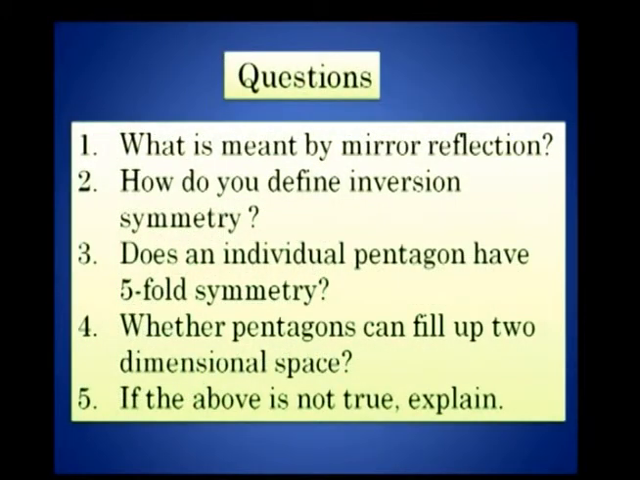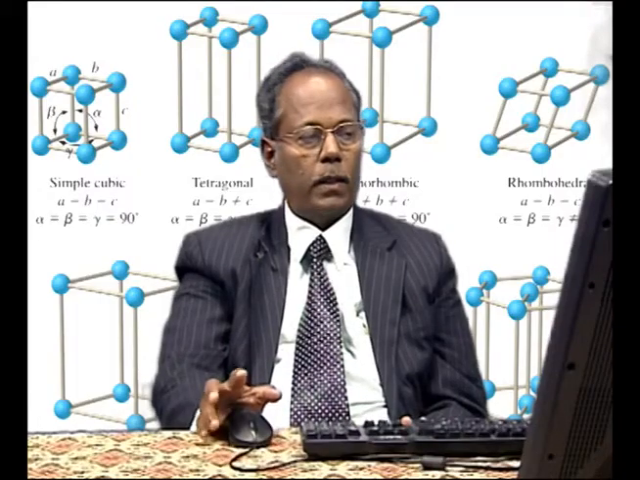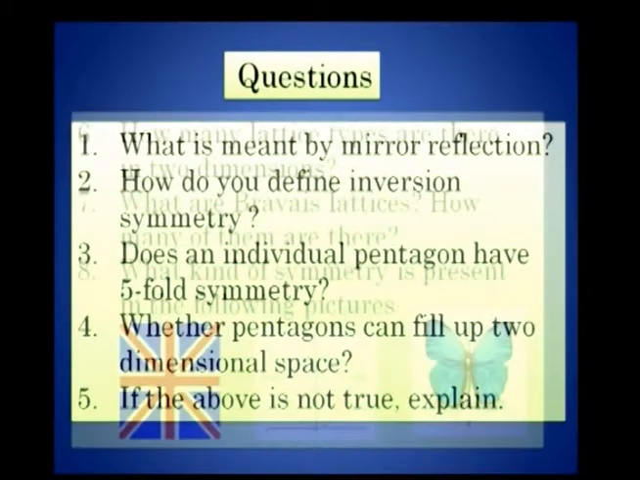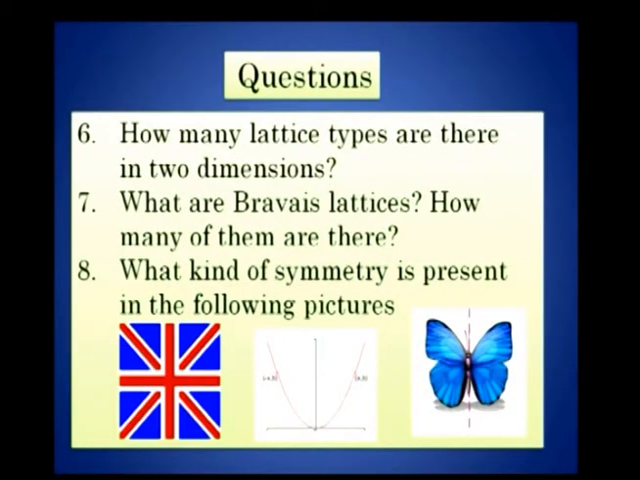Let me now pass on to the question session. The questions are: what is meant by mirror reflection? How do you define inversion symmetry? Does an individual pentagon have 5-fold symmetry? Whether pentagons can fill up 2 dimensional space? If the above is not true, why? How many lattice types are there in 2 dimensions?